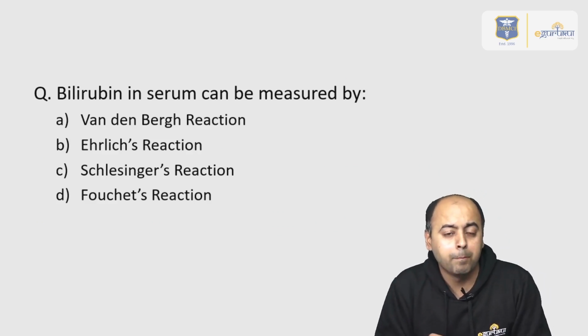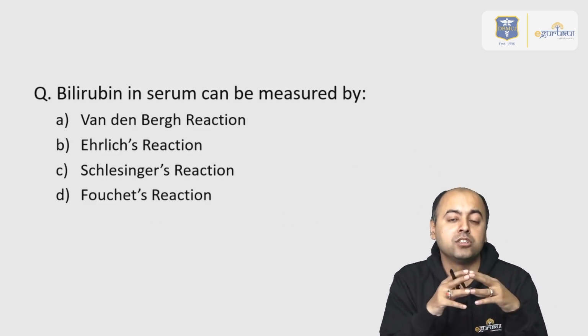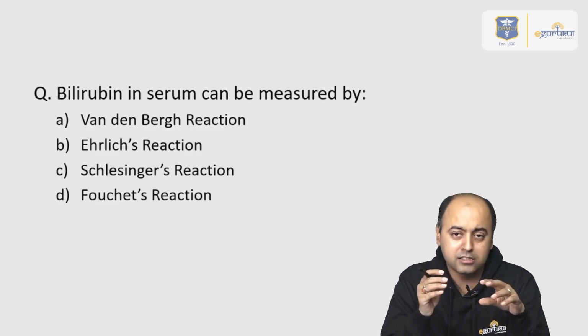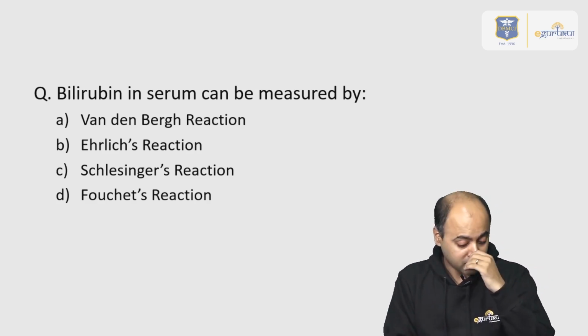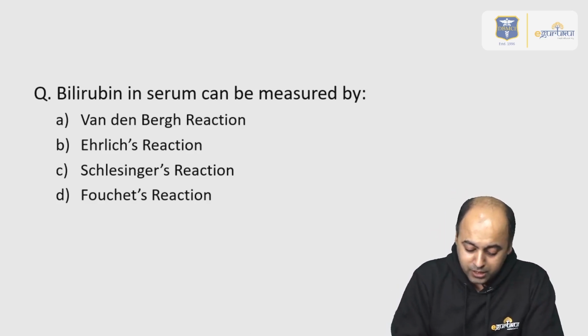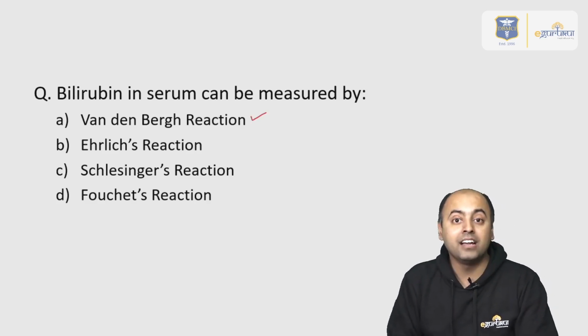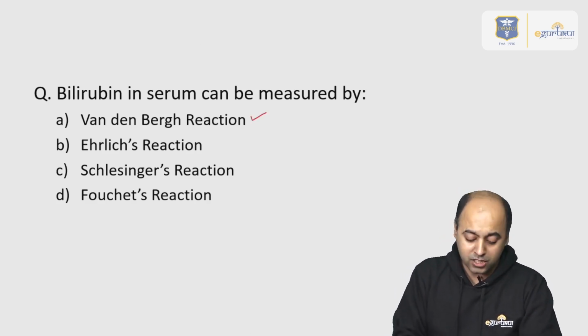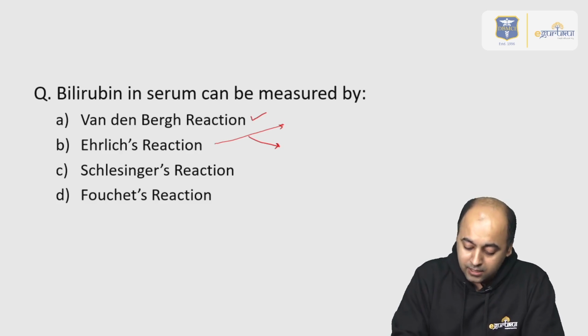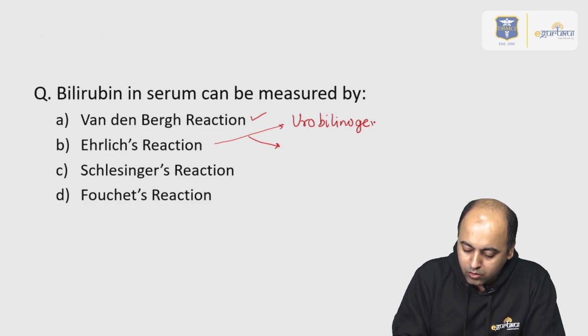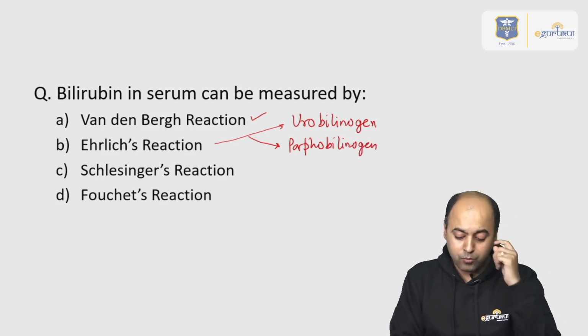Next question. Bilirubin in serum can be measured by. Now I have been saying this again and again, certain analytes and the related tests are likely to land up in your exam, bilirubin being one of them. So bilirubin in serum is detected by the Van den Bergh test. What about the other options which are given? Ehrlich reaction, also known as the Ehrlich aldehyde test, can be used to identify urobilinogen or the porphobilinogen, right? The urobilinogen or the porphobilinogen.